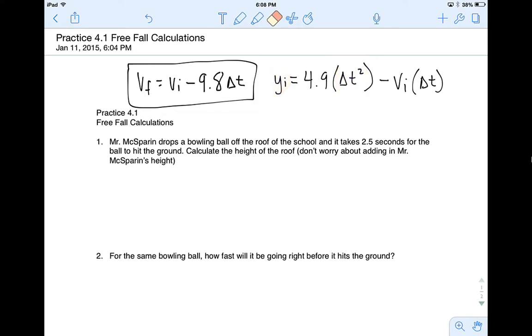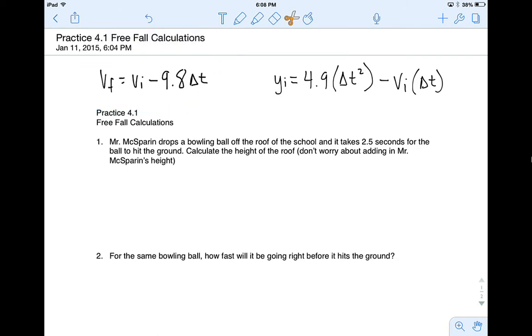Okay, so there's my two equations. Let's separate them a little bit. I've got VF equals VI minus 9.8 delta T. And then I've got YI equals 4.9 times delta T squared minus VI times delta T. Let's just remember that YI just means height. Height and YI are exactly the same when we use these equations.